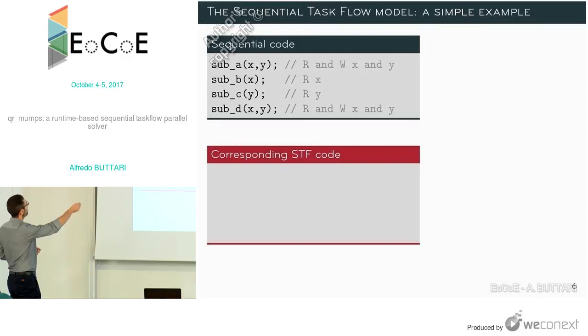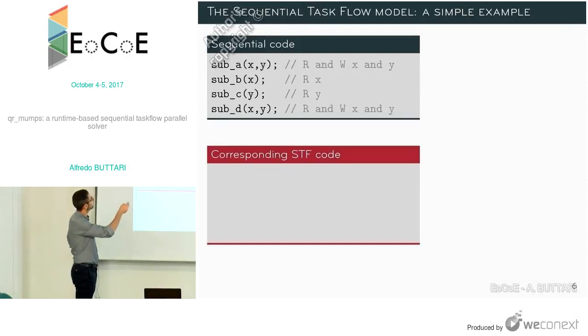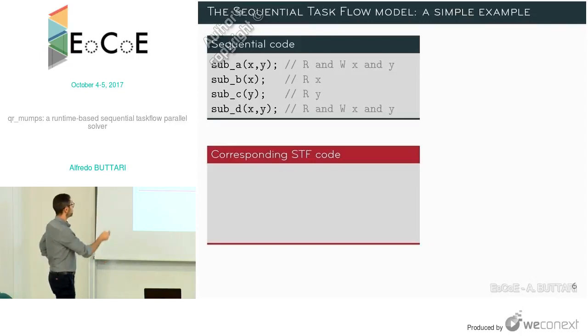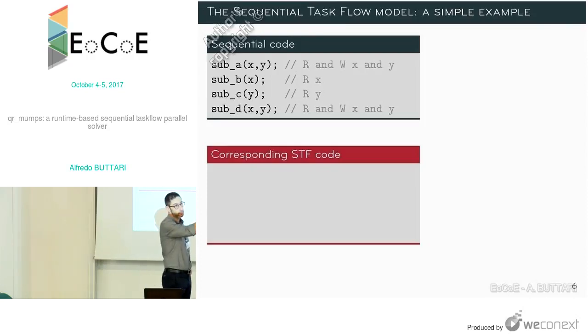Take, for example, this small code here, which is made of 4 function calls, A, B, C, D, which access data X and Y in different ways, read or write mode. In the corresponding sequential task flow code, we would first submit a task for subroutine A, and tell the runtime that this task accesses data X and Y in read-write mode. Now, when we submit a task for subroutine B, we tell the runtime that this subroutine accesses data X in read mode, and the runtime sees that this task needs data X, which is updated by the previously submitted task. That means there is a dependency between them, which is represented by this edge.